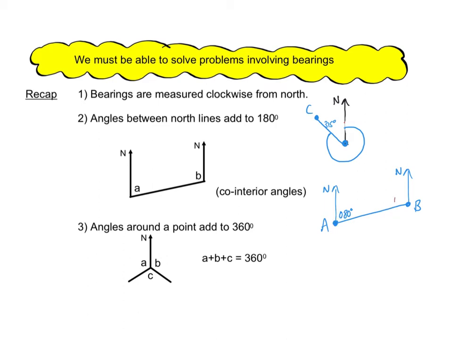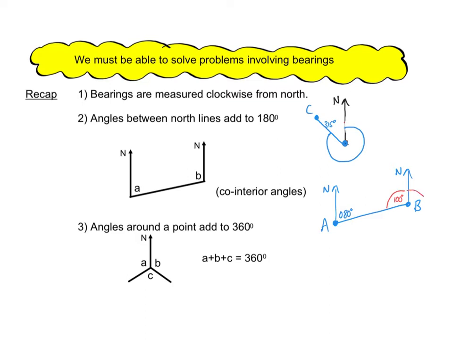Now remember, that's not a bearing. That's just an angle in here. But what it does, because I know there's a full turn of 360 degrees here, that if this part is 100, then this part at the other side must be 260 degrees.